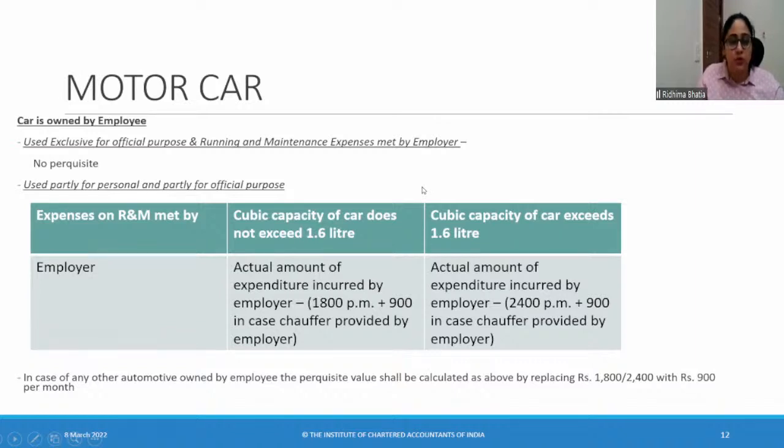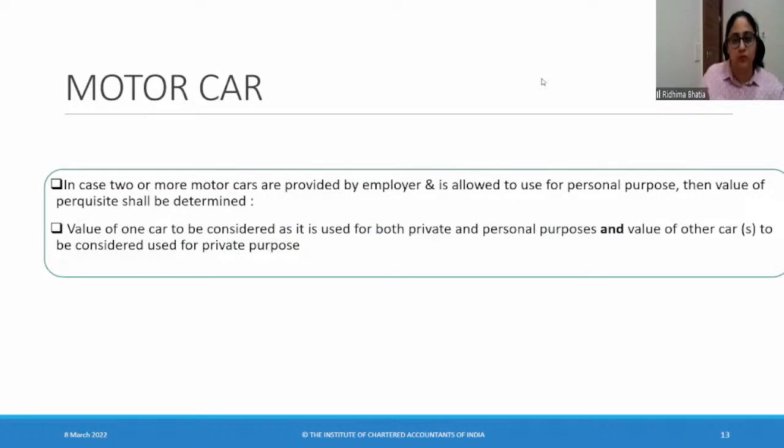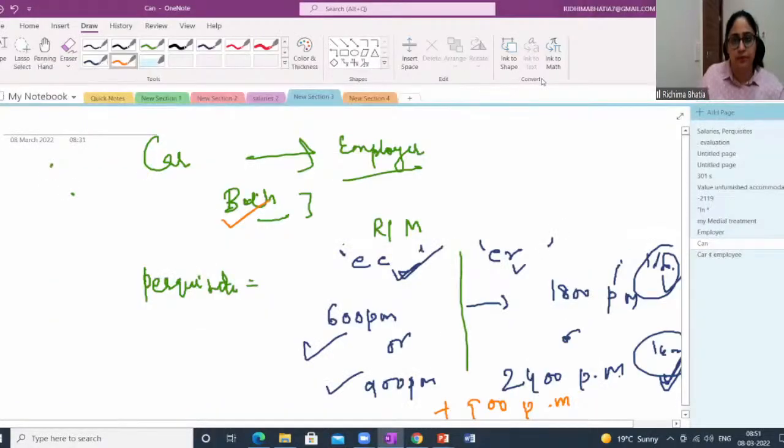Is it clear now? Sudhi, Sunil? Shivangi? I hope sabka queries are answered. चलिए आगे. Okay.